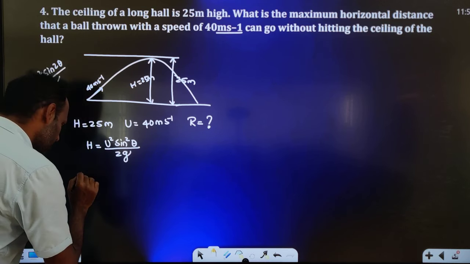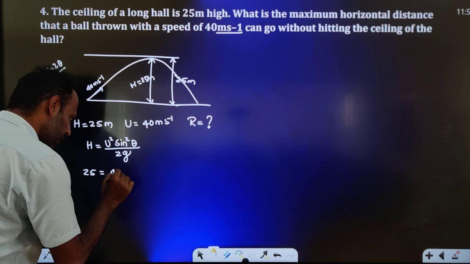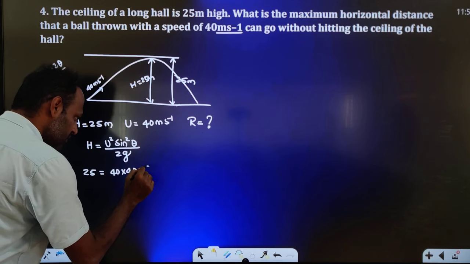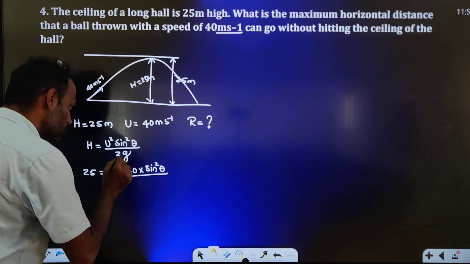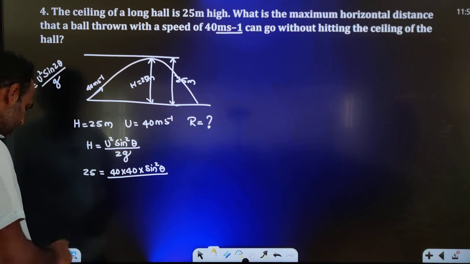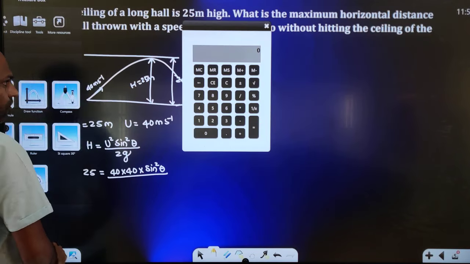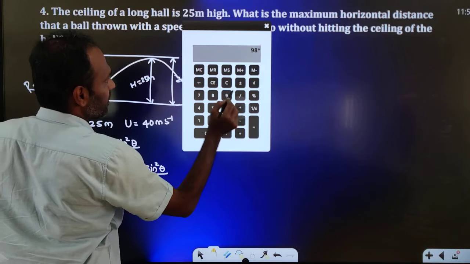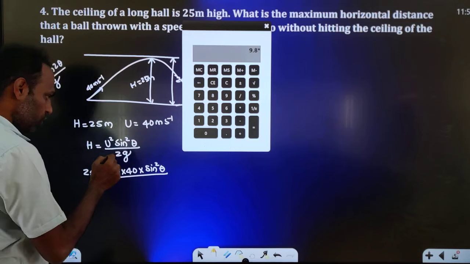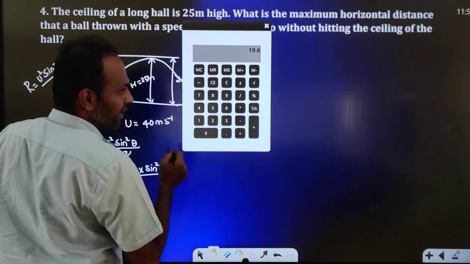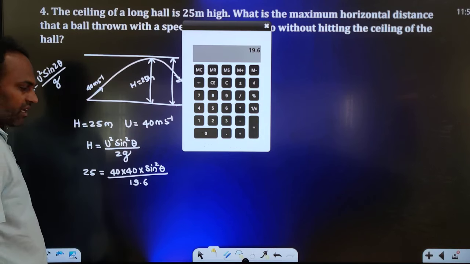The value of H, how much have they given us? 25 is given. u square is 40 into 40, right? Sin square theta divided by 2g. I will take the g value as 9.8. I will take it as 9.8 only. Okay, so 9.8 into 2 will give you 19.6. So this is 19.6. Clear?